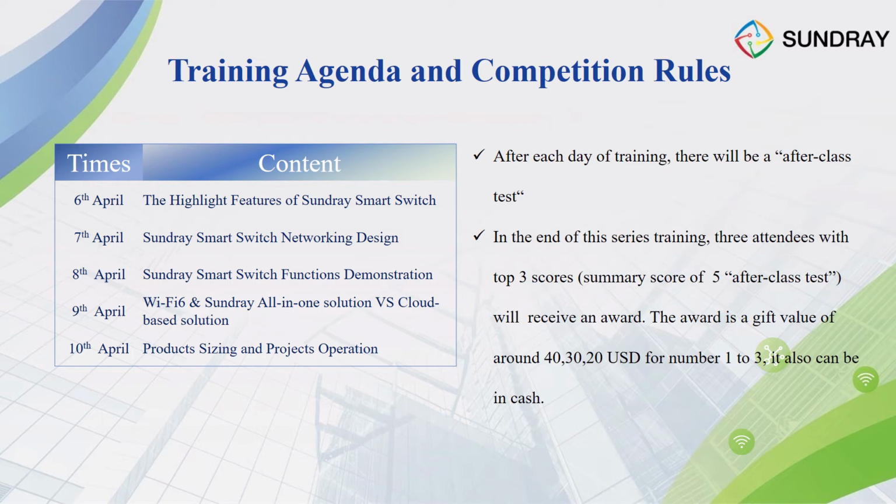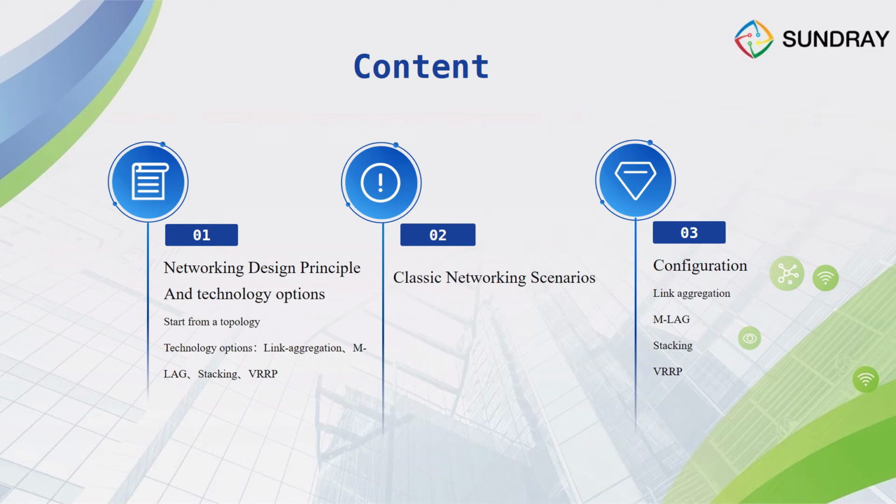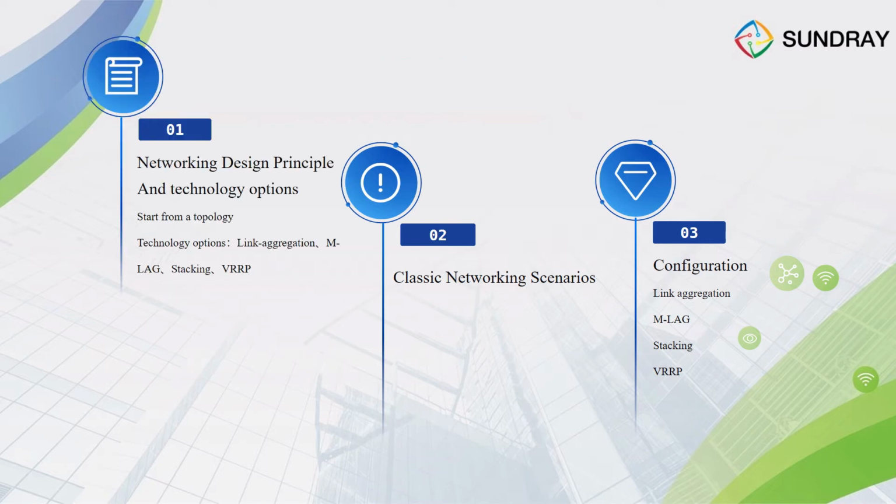For the content, we have 3 parts. The first part is the network design principle and the technologies we can choose for the network design. The second part is some network scenarios. In different scenarios, we may consider different technology. And the last part is configuration, how we can configure it with our smart switch. Let's see the first part: network design principle and technology options. The main technologies we'll talk about are Link Aggregation, MLAG, stacking, and VRRP.